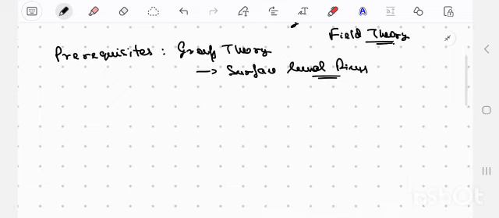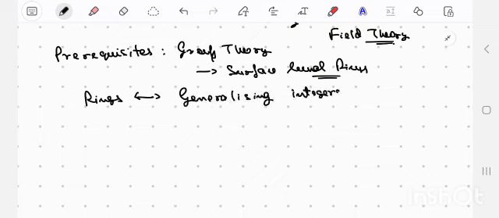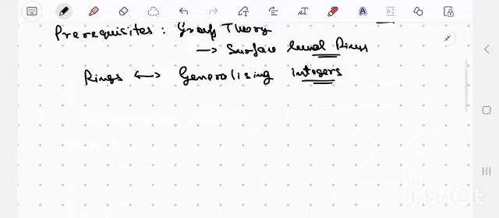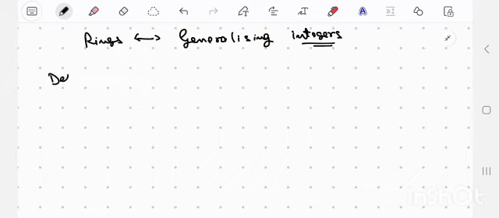Okay, so let's start with the discussion of rings. Firstly, in some sense, I can tell you that the notion of rings has developed from the idea of generalizing integers. Generalizing the operations defined on integers, generalizing the properties of integers. In some sense you can think of it like that. Now, let us start with the definition of rings.